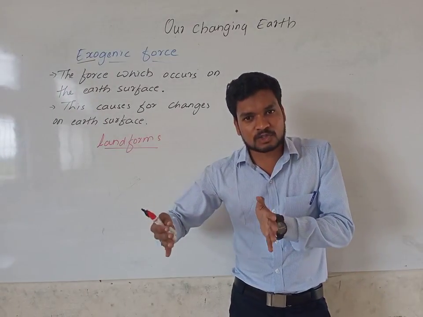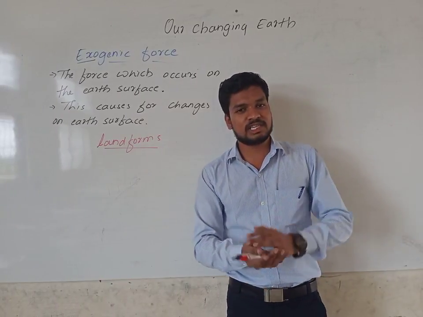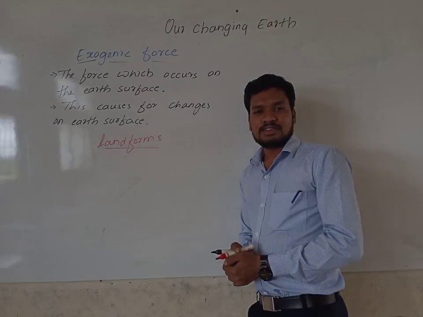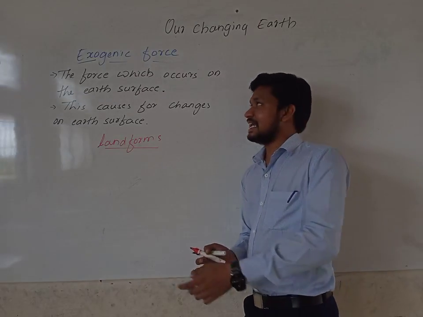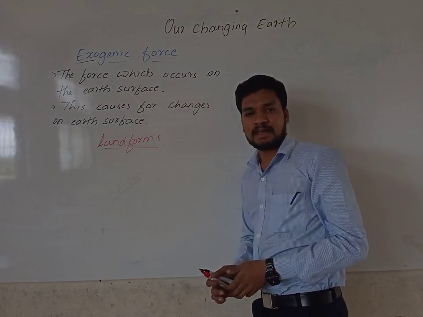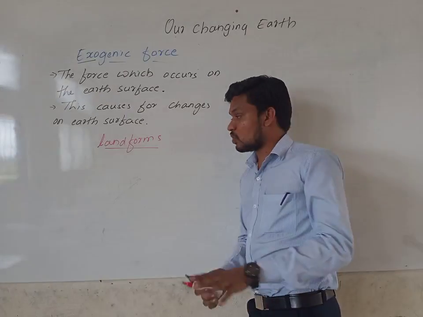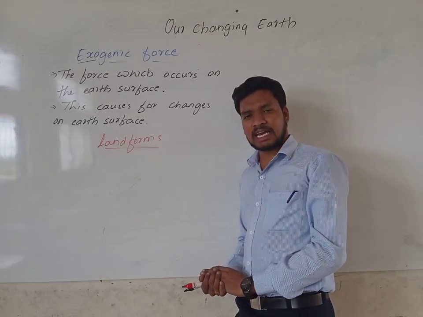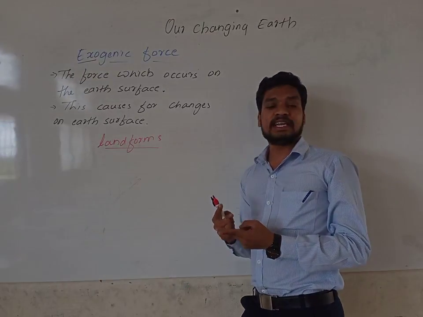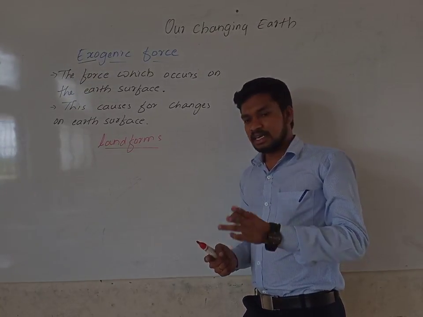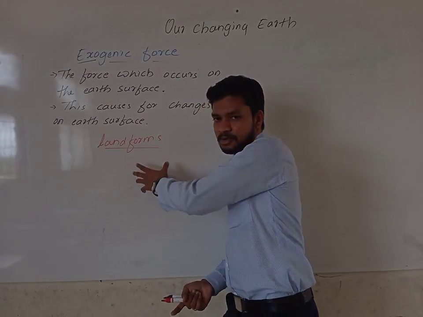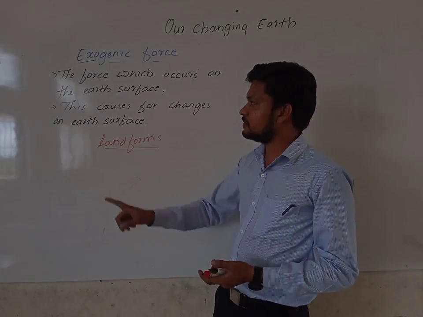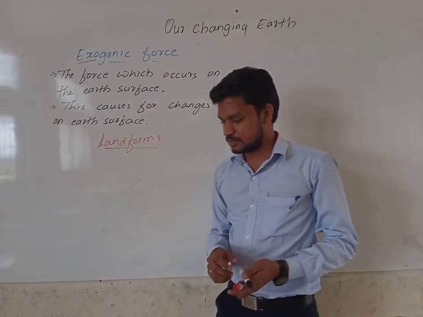The flowing of solid water in a particular stream is called a glacier. So these are three important agents of change. Exogenic force causes different landforms. Different landforms include erosion and weathering. It causes different landforms. So this erosion and weathering happens because of exogenic forces.